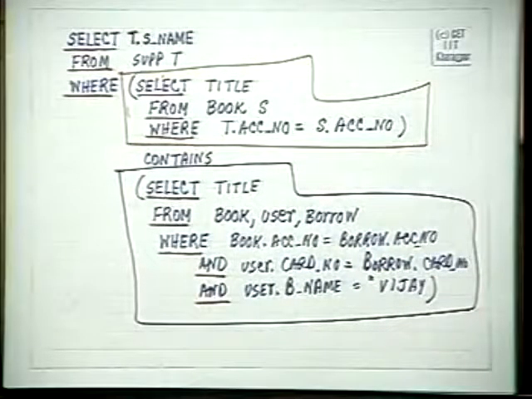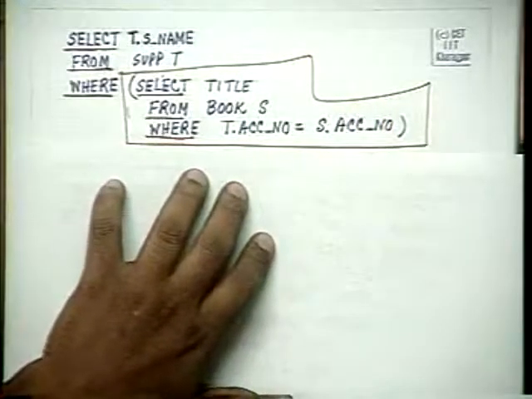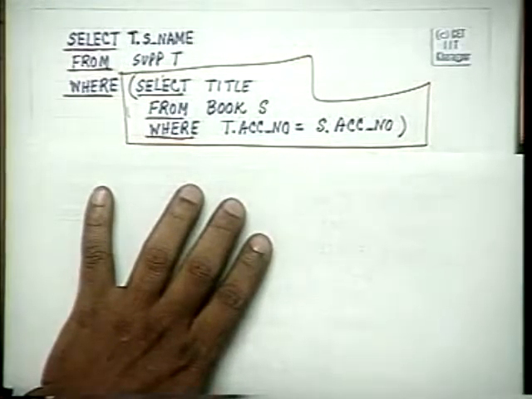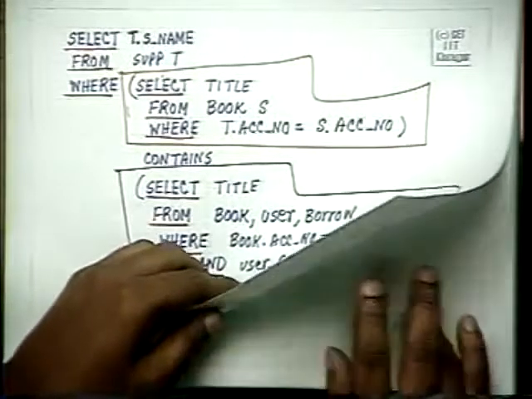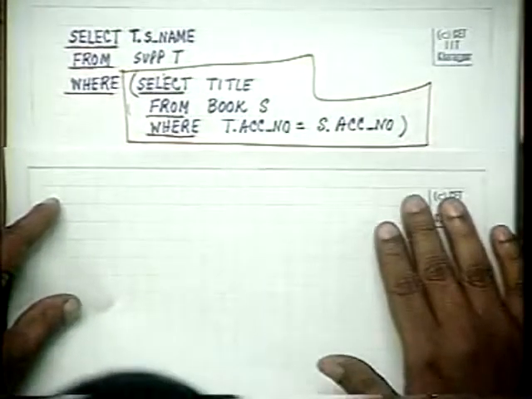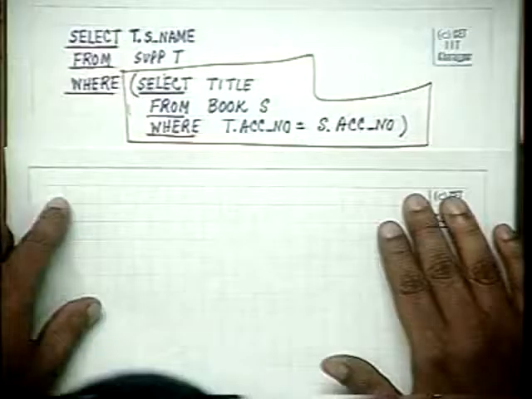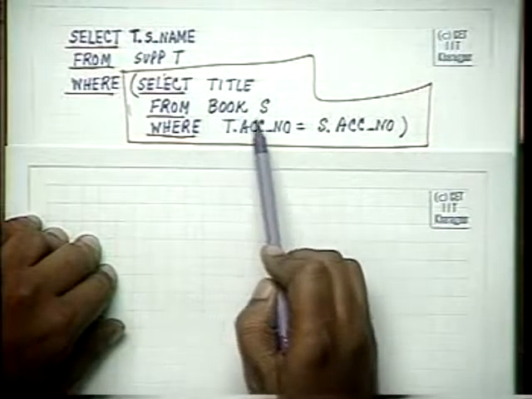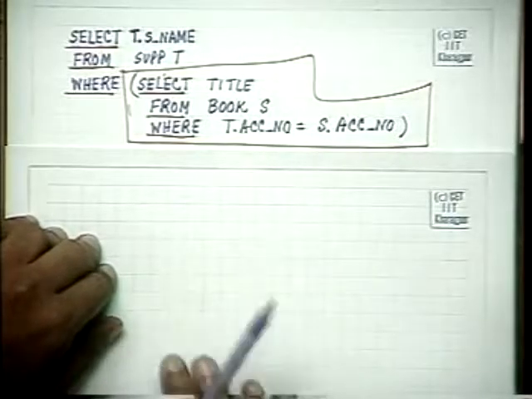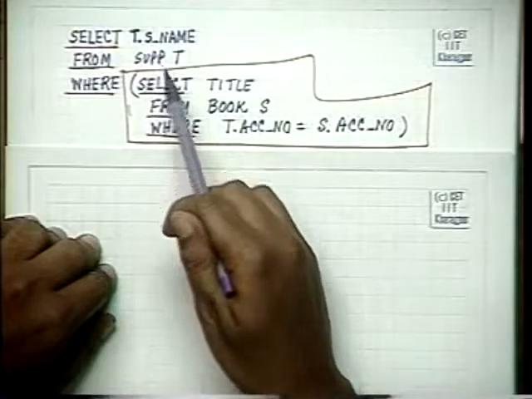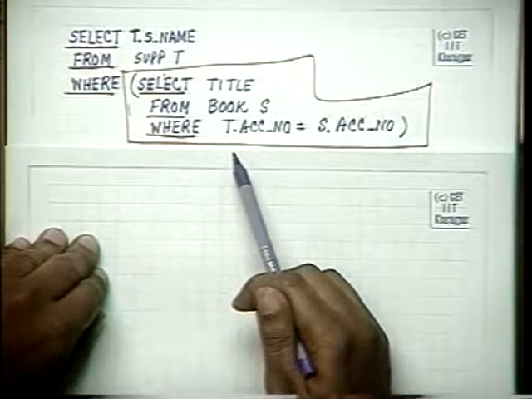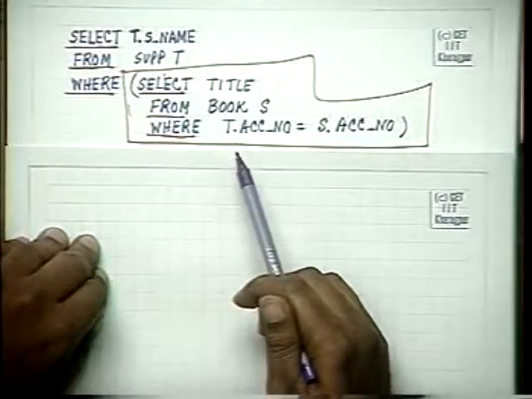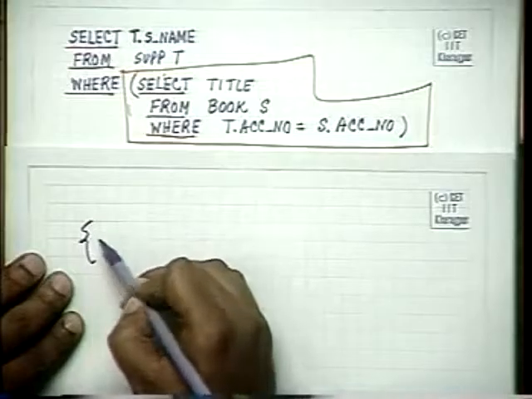Let us try to understand it in a factored manner. Let us see what this part of the query means. Suppose this is my complete query. This, syntactically, is a complete query. Select T.S name from sub T, where select title from book S, where T.accession number equal to S.accession number. Now this is not directly looking like a relational algebra expression. But as I said, SQL combines both relational algebra and relational calculus. This looks like a relational calculus expression.